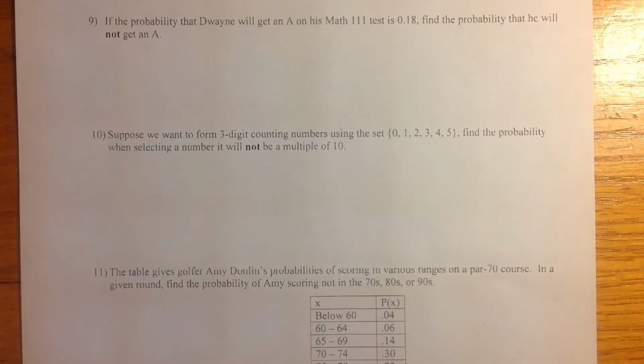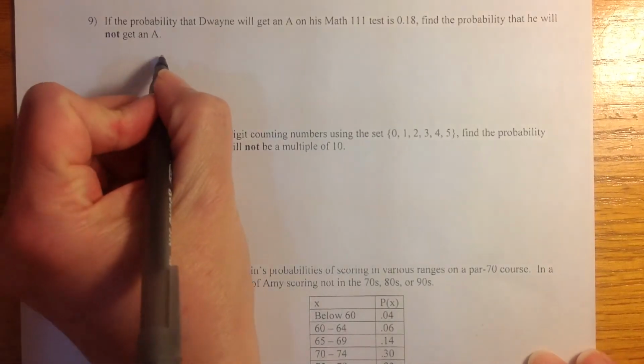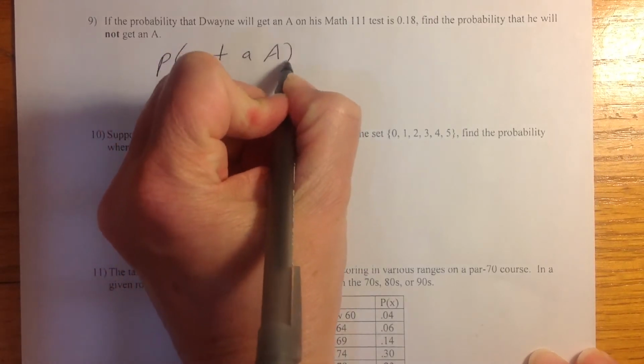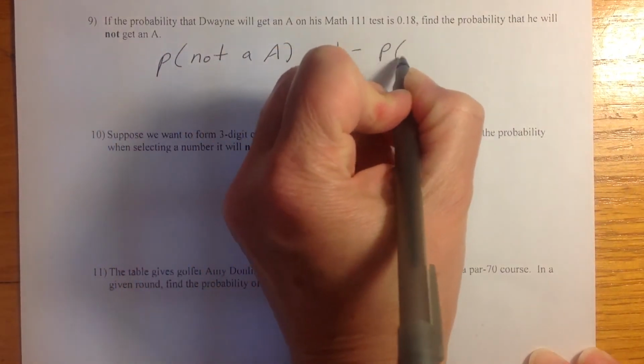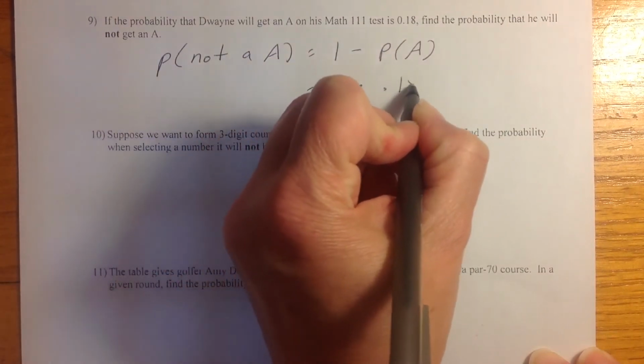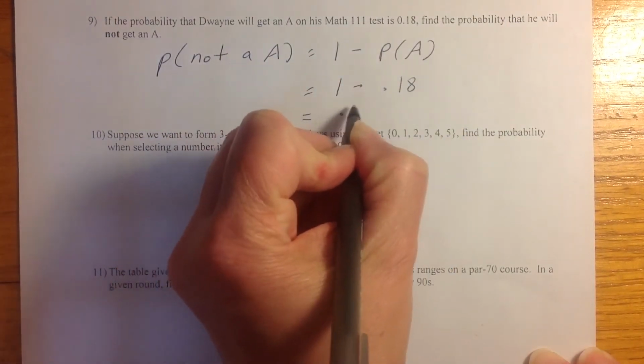All right, if the probability that Dwayne will get an A on his Math 111 test is 0.18, find the probability that he will not get an A. Well, the complements principle says if we want to figure out the probability of not an A, we do 1 minus the probability that you get an A. Well, they tell us that. It's 1 minus 0.18, so we get 0.82.